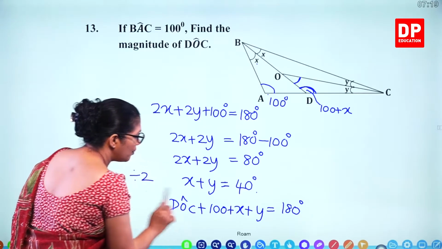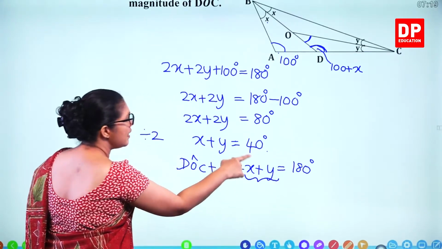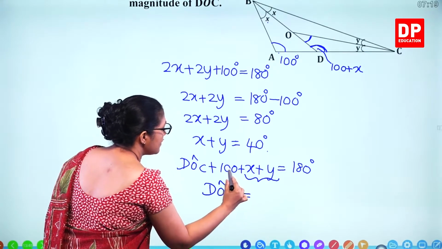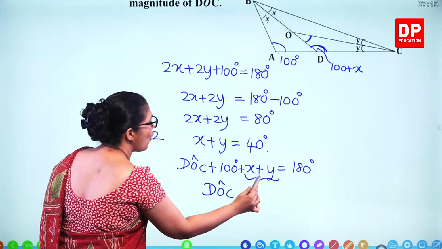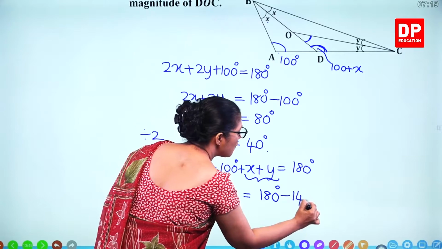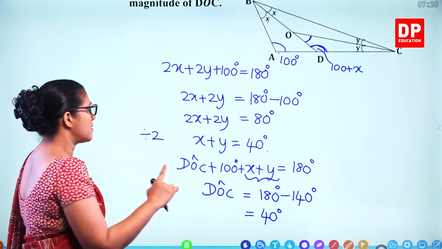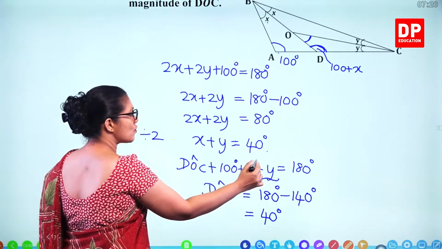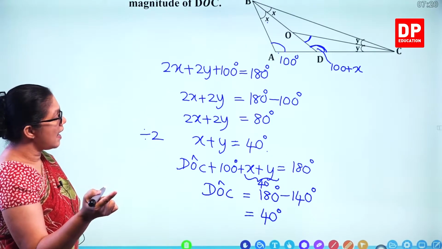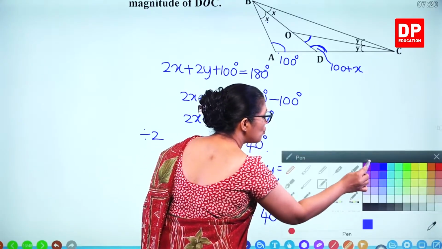But we know x plus y is 40. So we can easily substitute that value here. 40 is there. So what is angle DOC? This is 100. 100 plus 40, 140. So take it to the other side. Subtract 140 from 180. You get 40 degrees. So 40 is the angle. So 2 marks for that.